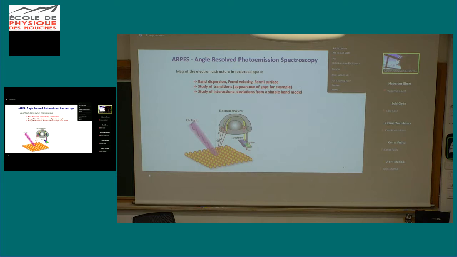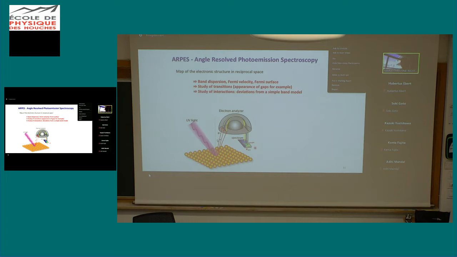And here, in the direction parallel to the entrance slit, you have the angle of the emitted photoelectrons, and in the perpendicular direction, you have the kinetic energy. So the faster the electrons, the further outside they will be.